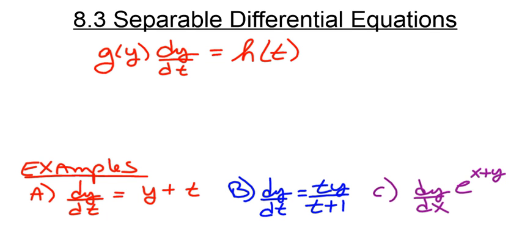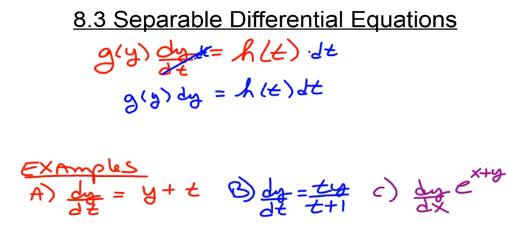8.3, separable differential equations. So I have here at the top of the page, g of y times dy/dt. So it could be some kind of differential equation, and it equals h of t. What it means by separable is the dy and dt are almost like independent of each other. If I multiply both sides by dt, I can then say I'm separating my variables, so I only have terms of y on the left-hand side and terms of t on the right-hand side.